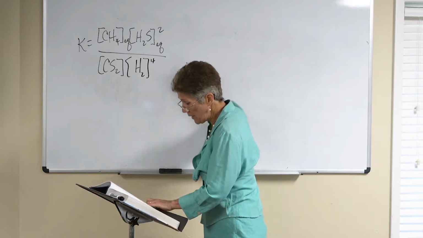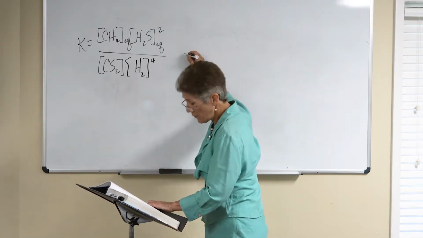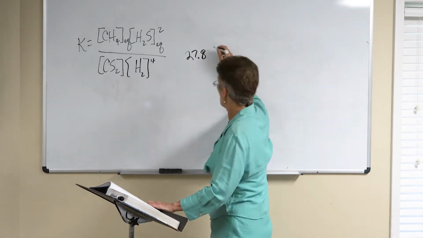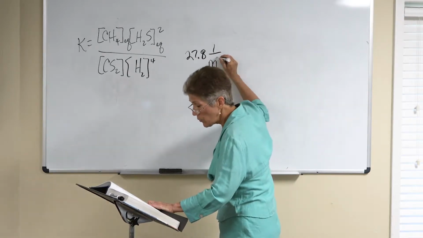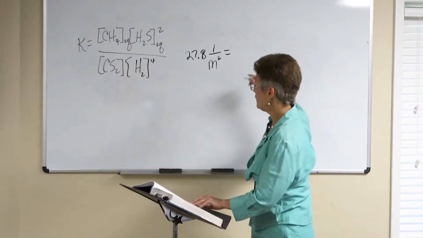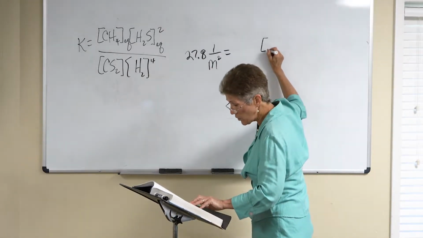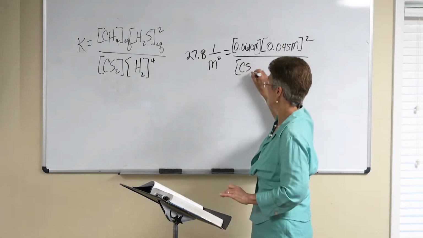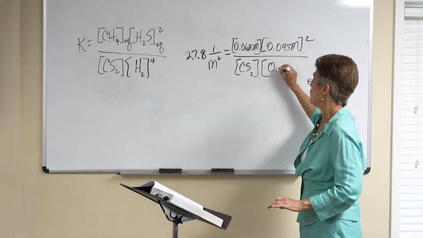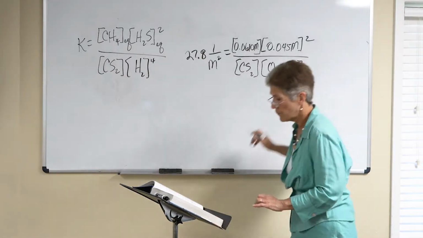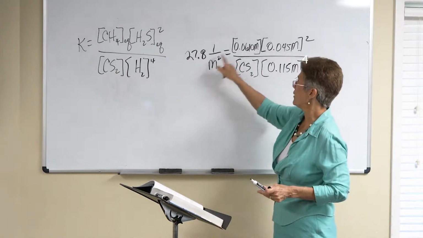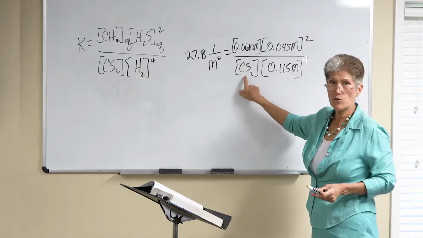All right, now we're going to plug in what we're given. We're given that this whole thing is 27.8, 1 over molar squared. We're told at equilibrium the concentrations. We don't know what this is, that's what we're looking for. And H2 is 0.115 molar. There we go. So we wrote up our equation, we plugged in where he gave us numbers, and this is what we're trying to find.